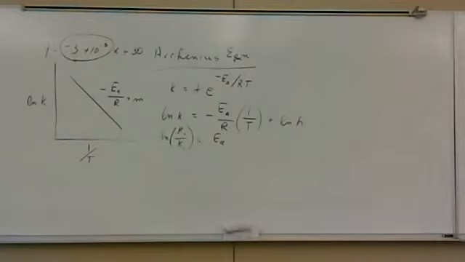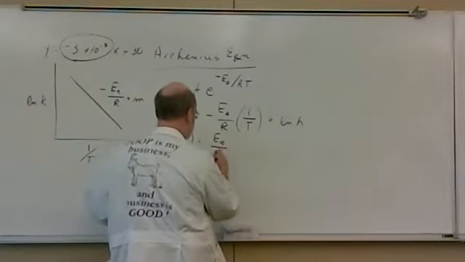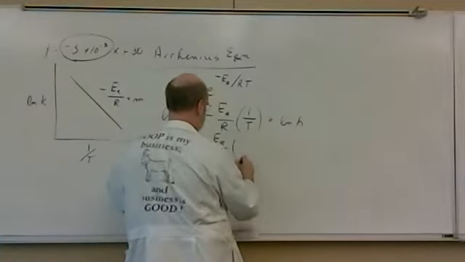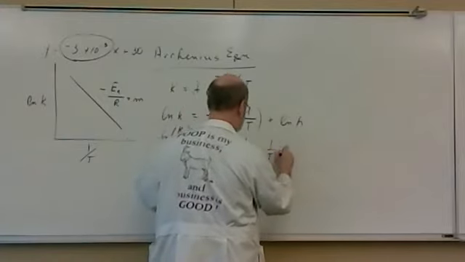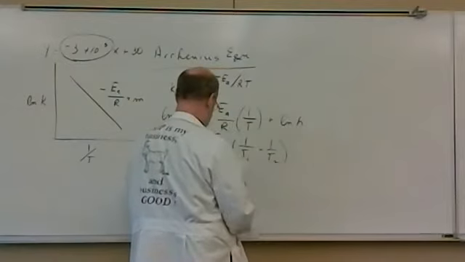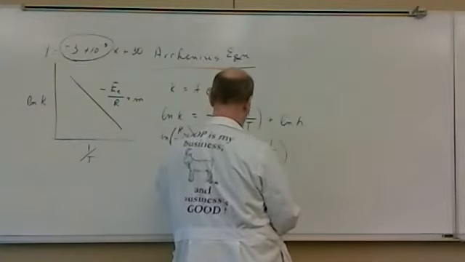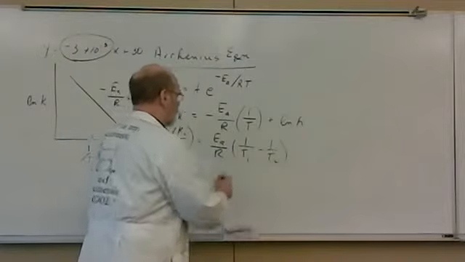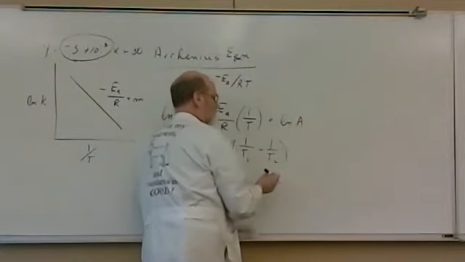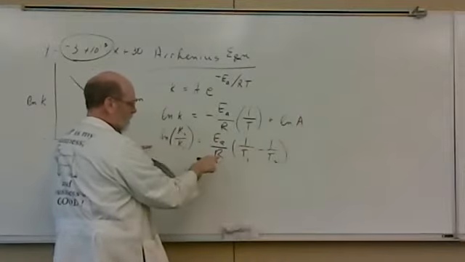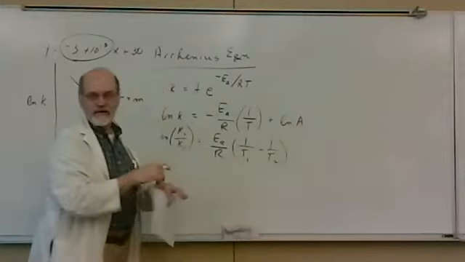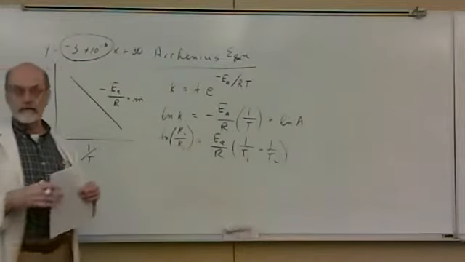Be sure I didn't make a typo. Yes, that's right. E sub A over R, and then 1 over T sub 1 minus 1 over T sub 2. And the log A drops out because it's a constant value, and when we produce this equation, the A's subtracted themselves out. They've just gone.